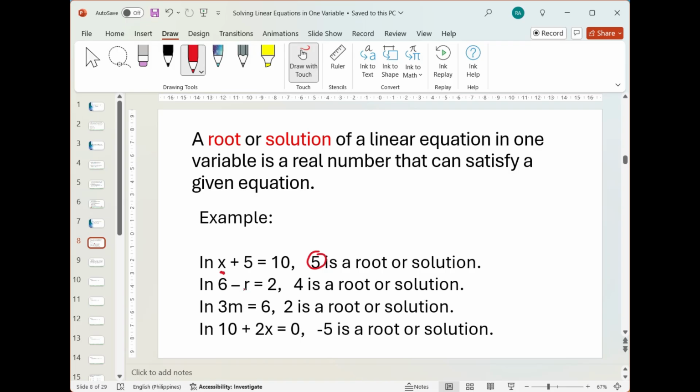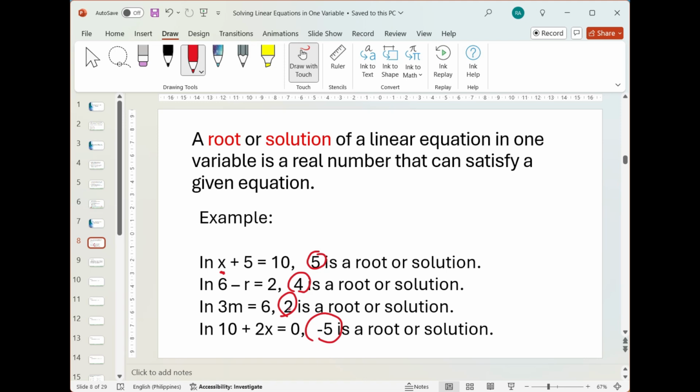So, pagka pinalit po natin si 4 dito kay r, magiging true yung ating linear equation. Another is if 3m is equal to 6, 2 is a root or solution. So, ganun din dito na pag sinubstitute natin dito si 2, magiging true yung ating equation. Ano? In 10 plus 2x is equal to 0, negative 5 is a root or solution also. So, all of these are examples of root or solution of linear equation.